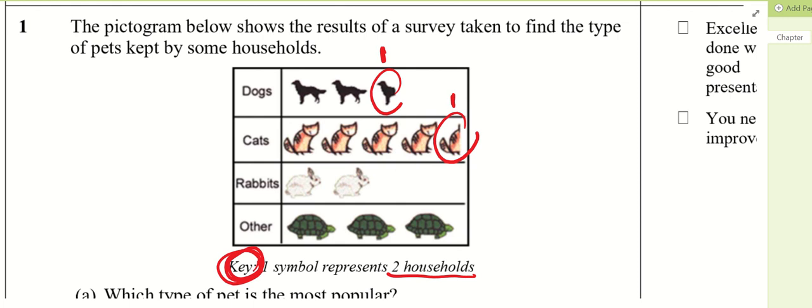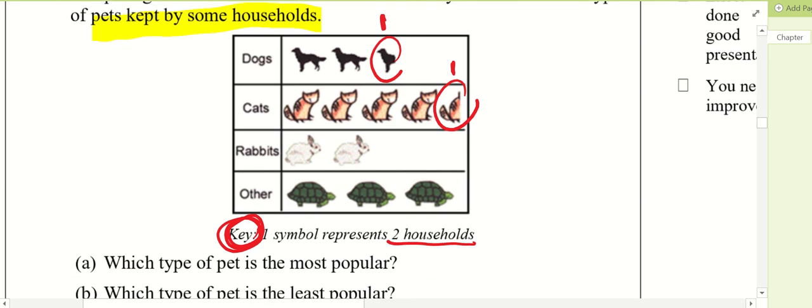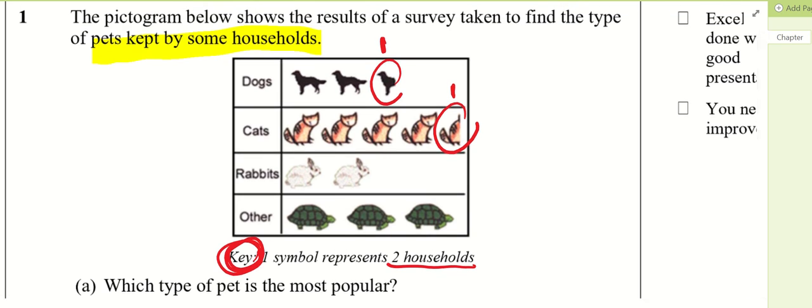So let's do it. The pictogram shows the survey taken to find the type of pets kept by some households. So how many households actually have dogs, have cats, and so on and so forth. Each little animal that you see there represents two households. So immediately, we can straight away write how many households have dogs.